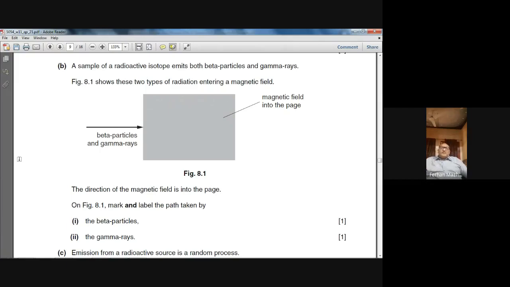First of all, I will do the gamma rays. It's very simple. The gamma rays are neutral. The magnetic field will have no effect on the gamma rays, so the gamma rays will go straight, undeflected by this magnetic field. But when the beta particles enter this magnetic field, they will be deflected.